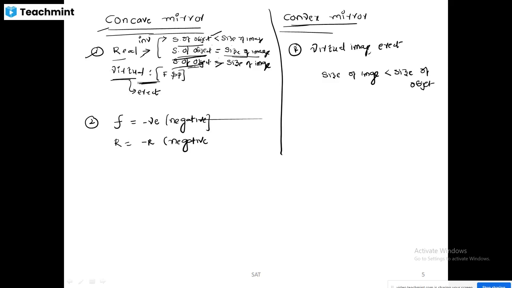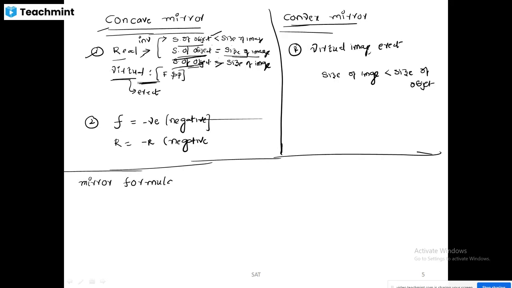Okay, right. This is about the information. Next, we go for the magnification. Before that, here we need to know the mirror formula. So the mirror formula is very, very important.